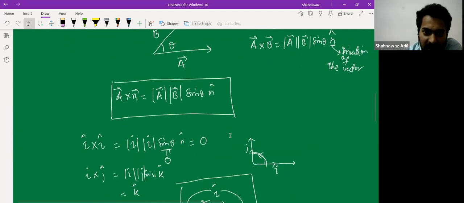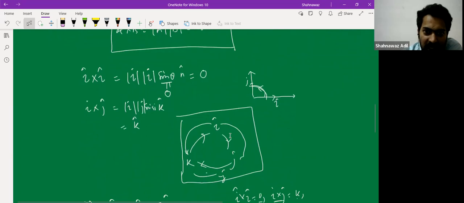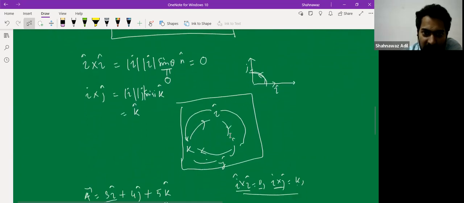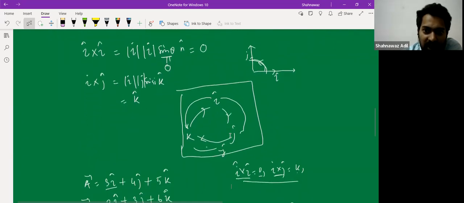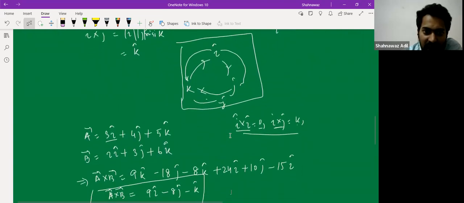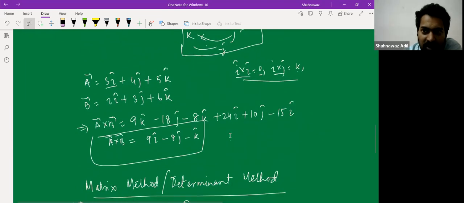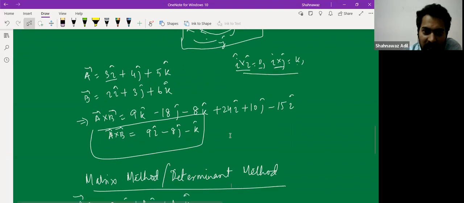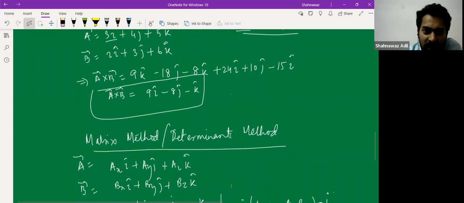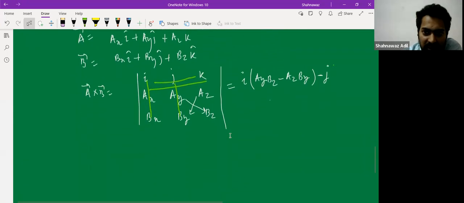Okay. So we just talked about the properties of the unit vectors, and we used the cyclic nature of i, j, k unit vectors to calculate the cross product. This was the theme of the cross product. And now we are talking about the matrix or the determinant. Understood? Yes, sir.